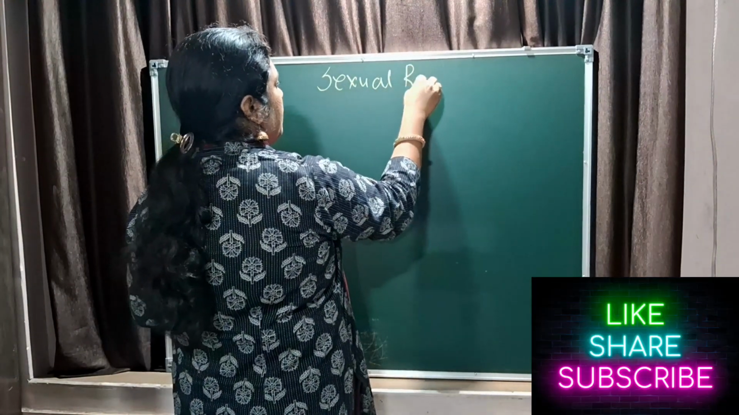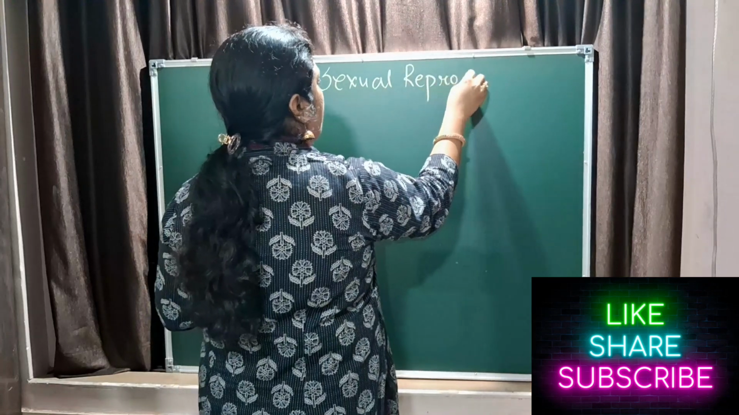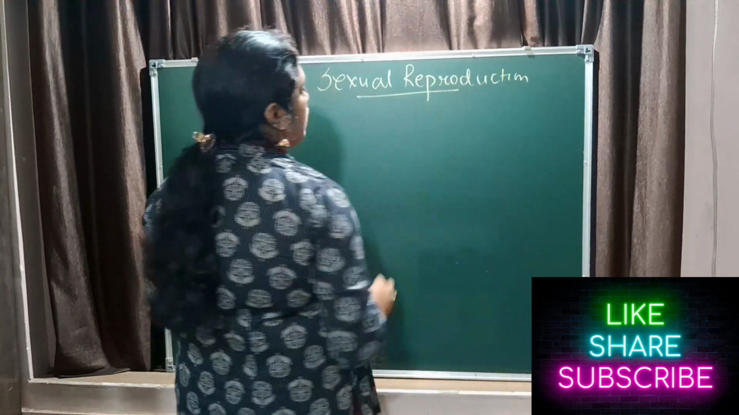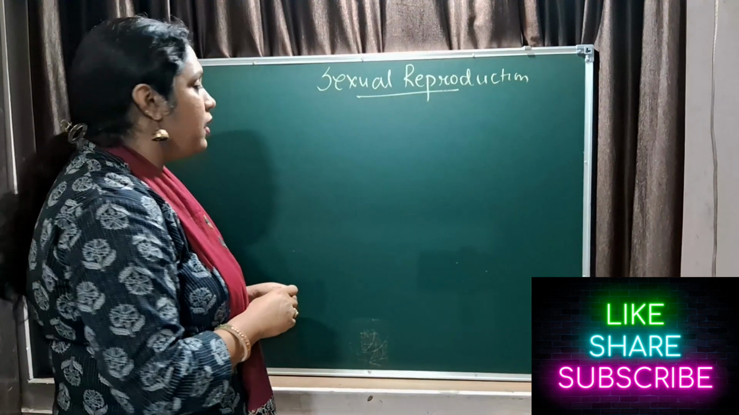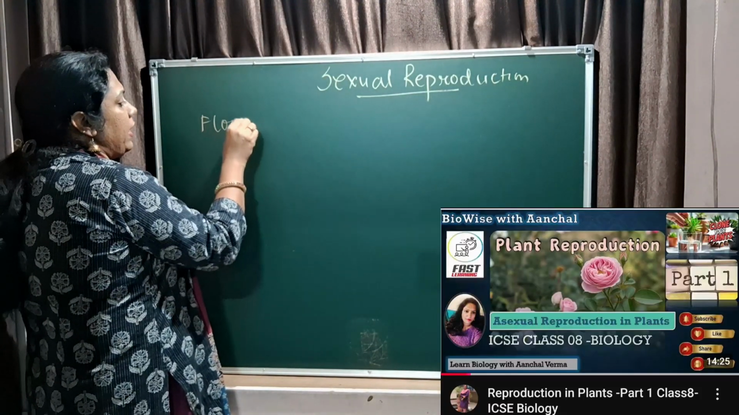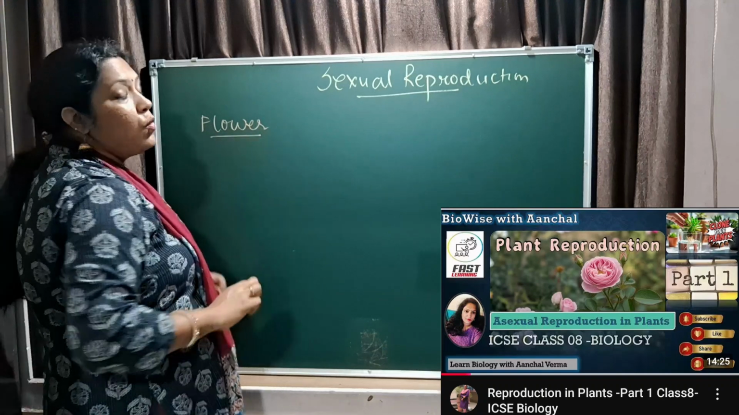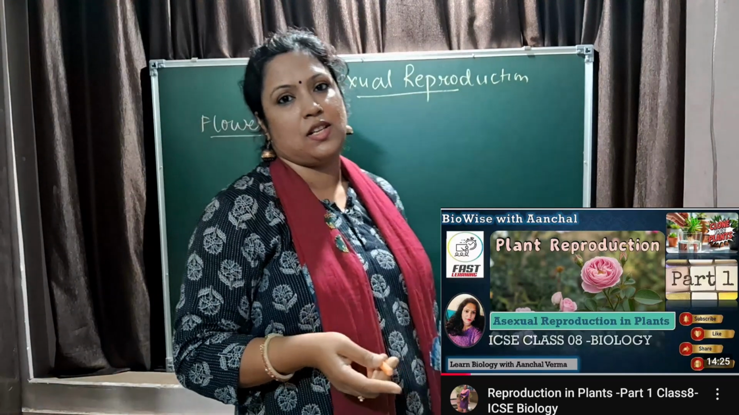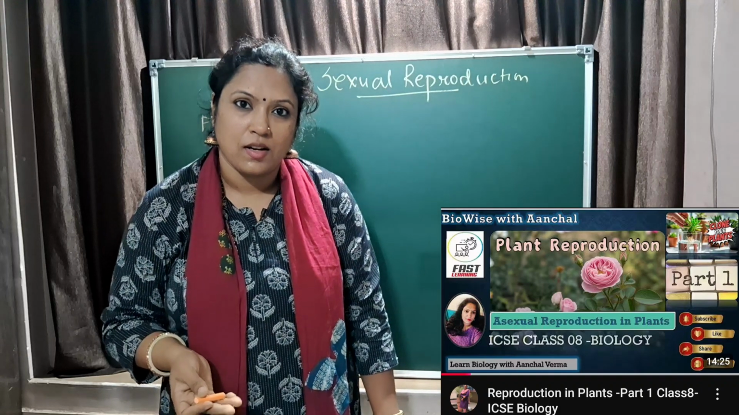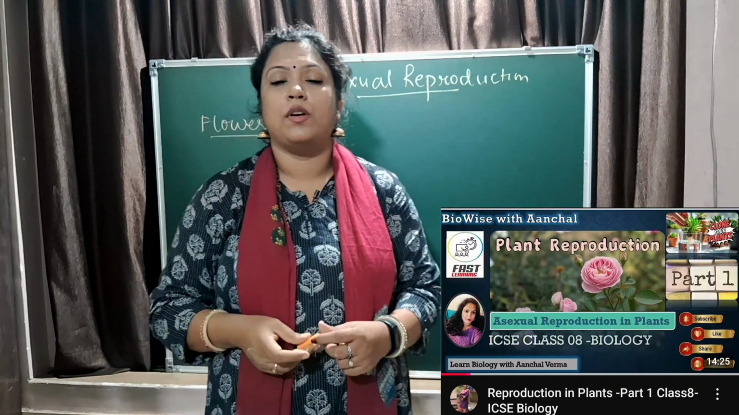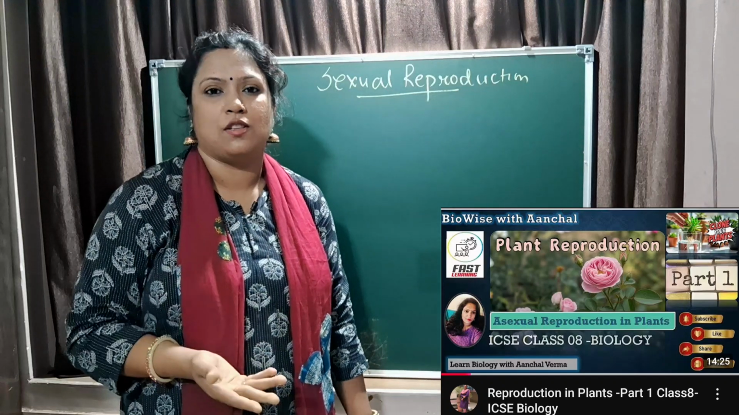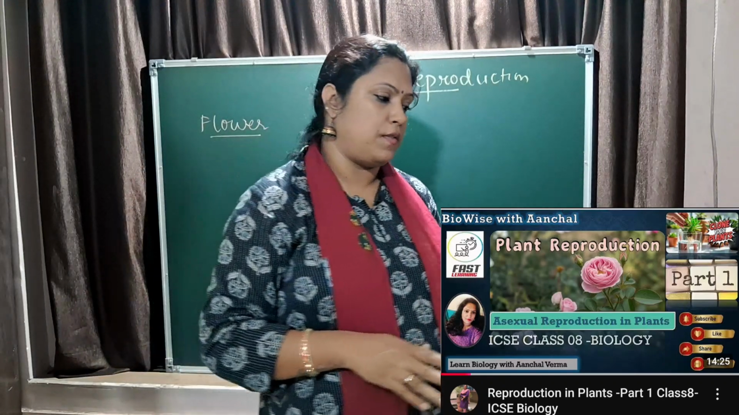Now for sexual reproduction in plants, the most important part of the plant is the flower. So what is a flower? Basically a flower is a condensed shoot with modified structures, that is, all the leaves are modified into different whorls of the flower. So let us talk first about the different parts of a flower, then we go into the function of the flower.